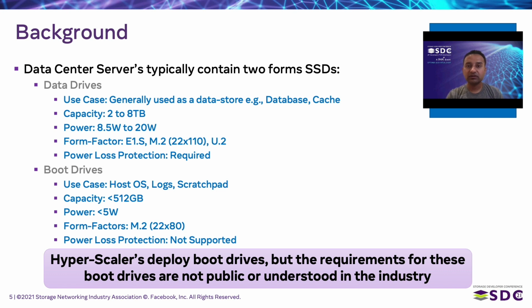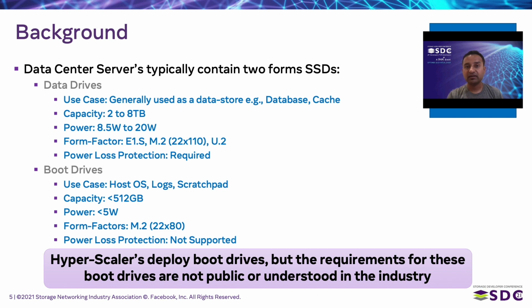But before we get into the details, let me start off with a brief background on flash drives in a hyperscale data center. Hyperscalers deploy two types of SSDs, data drives and boot drives. Data drives are typically used for data storage applications such as databases and cache, where low latencies are desired. And they're also usually larger in capacity, roughly in the range of 2 to 8 terabytes. They operate with a larger power budget, anywhere from 8.5 watts to 20 watts, and they're found in many form factors such as E1.S, M.2, and U.2. Data drives also contain an onboard capacitance to ensure data durability during a power loss event.